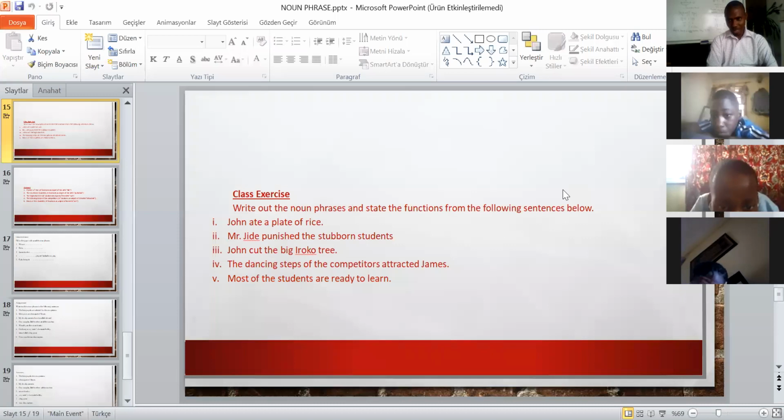Okay, let's take question three. Look at question three. John cuts the big iroko tree. So write out the noun phrase in question three. What is the noun phrase in question three?